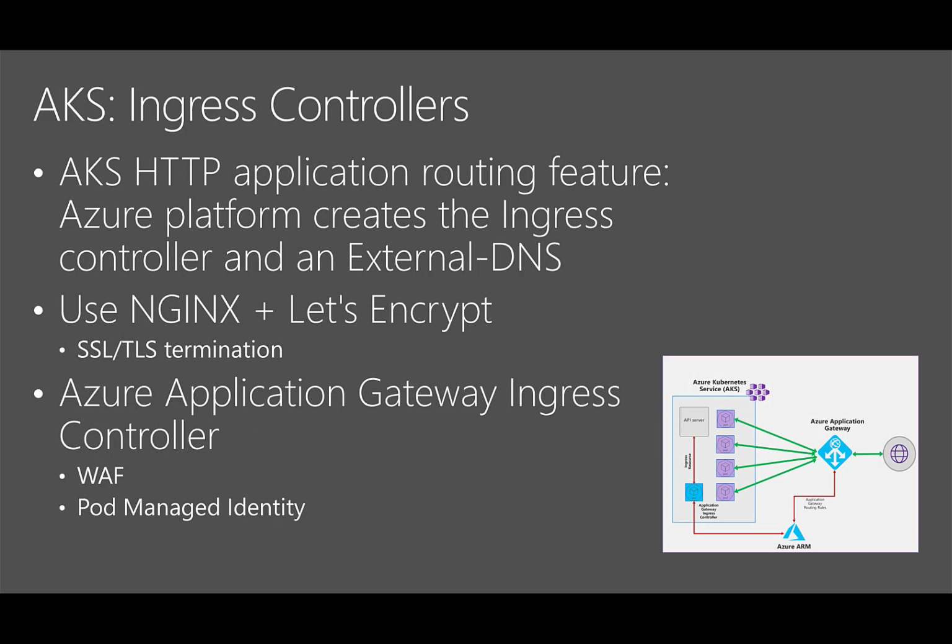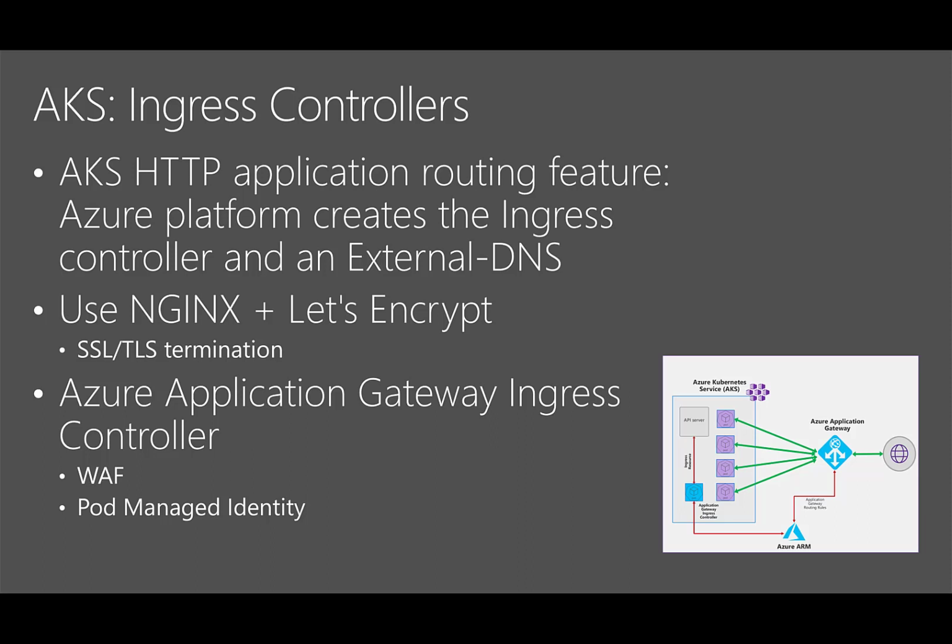Then you have the ingress controllers. You have like three ways to do this fast in your Kubernetes service. One is the HTTP application routing add-on. And what this does is create an ingress controller and an external DNS. So anytime you publish a service, you get an external DNS name, and it's pretty easy to use. It actually deploys an Nginx pod, so you can also do SSL termination with that add-on.